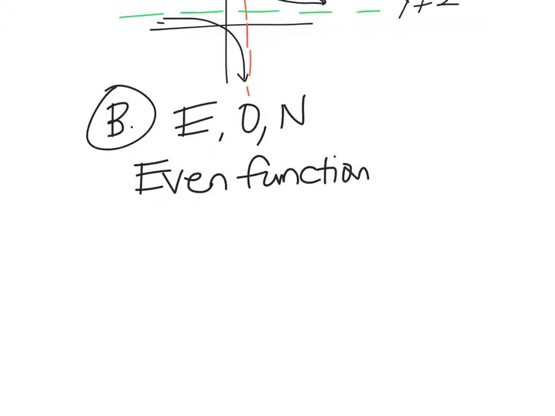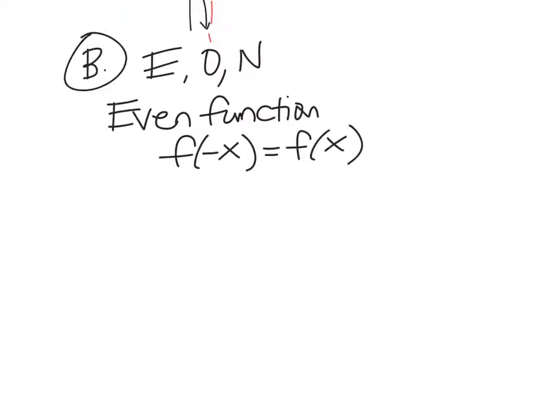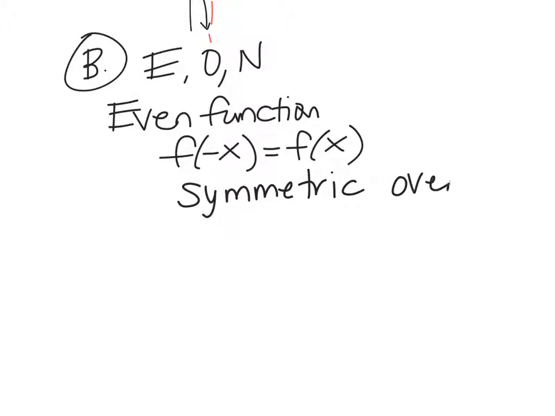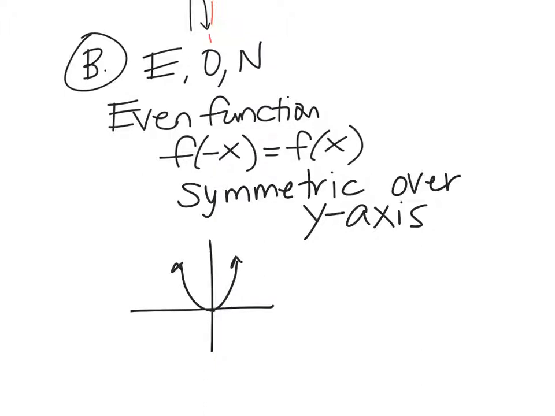Even functions have some interesting things about them. f of negative x is going to be the same thing as f of x. Okay? Even functions are symmetric over the y-axis. If they're symmetric over the x-axis, they're not a function, right? So think about your most basic even function, the simple old parent parabola, y equals x squared, or f of x equals x squared.